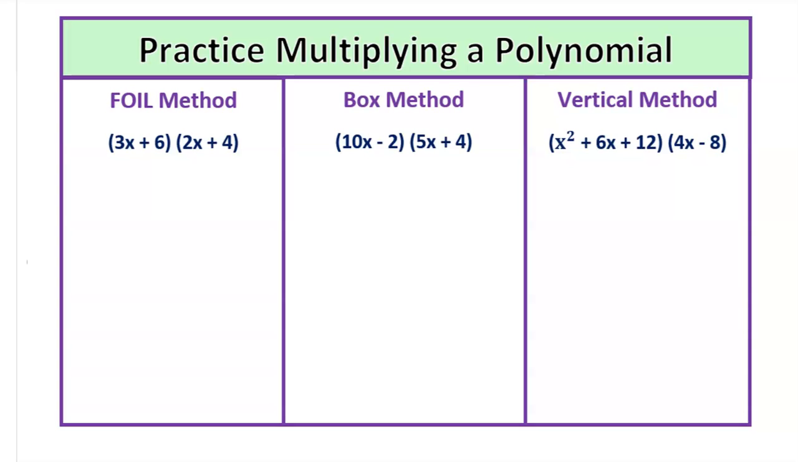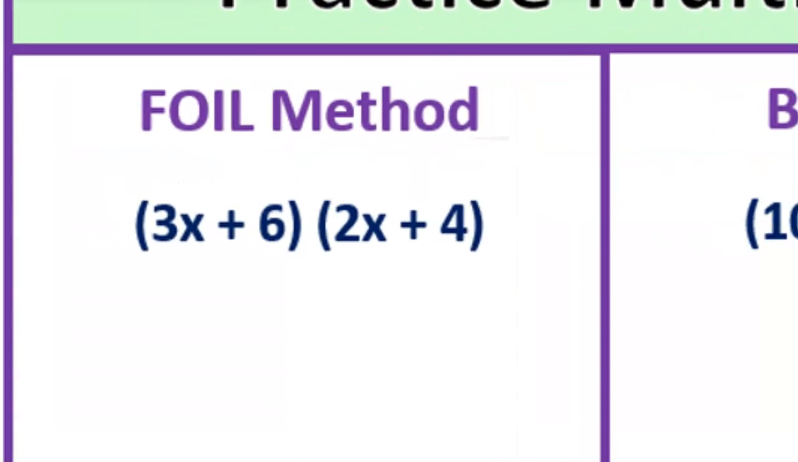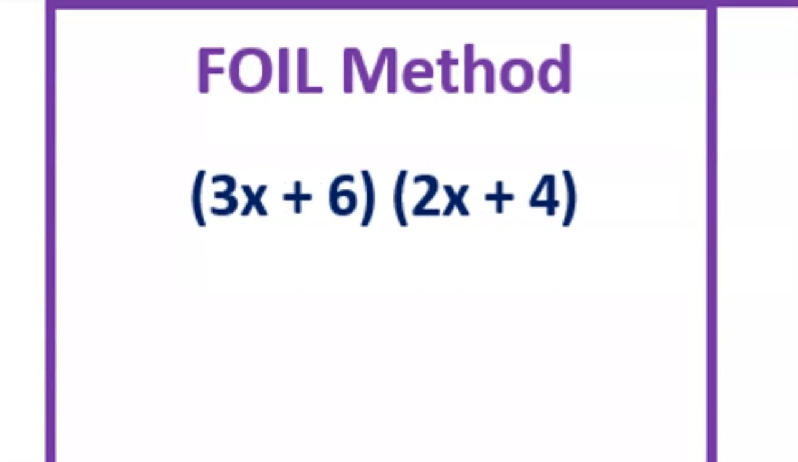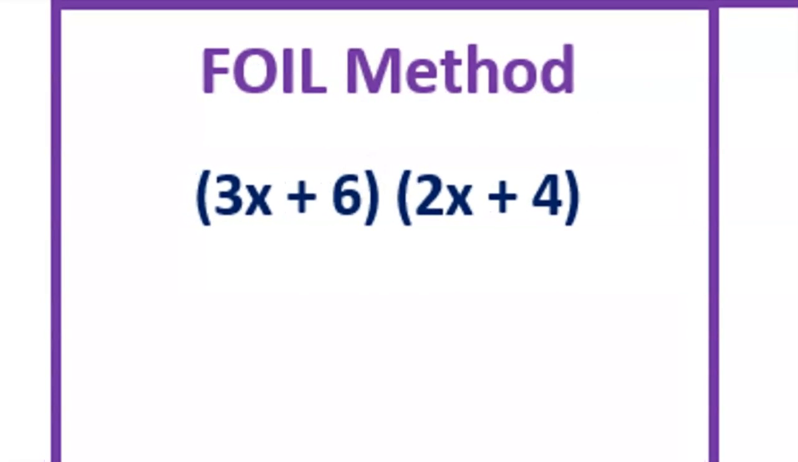Today we're going to be looking at the three methods we can use when multiplying polynomials. The first method that we're going to take a look at is the FOIL method. FOIL is an acronym where each letter stands for something.